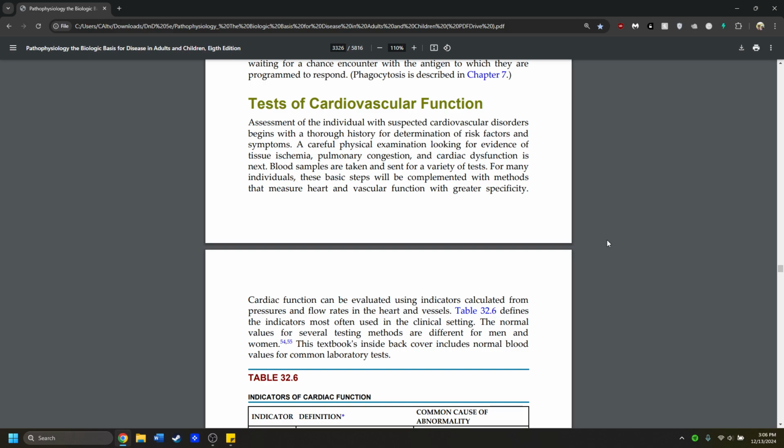The normal values for several testing methods are different for men and women. This textbook's inside back cover includes normal blood values for common lab tests.